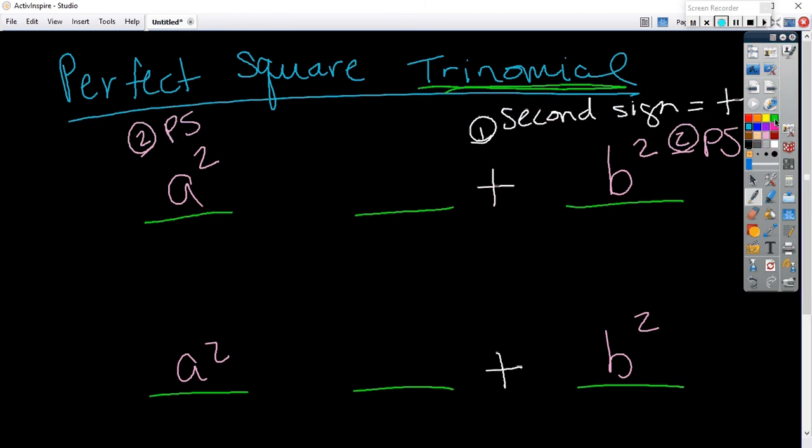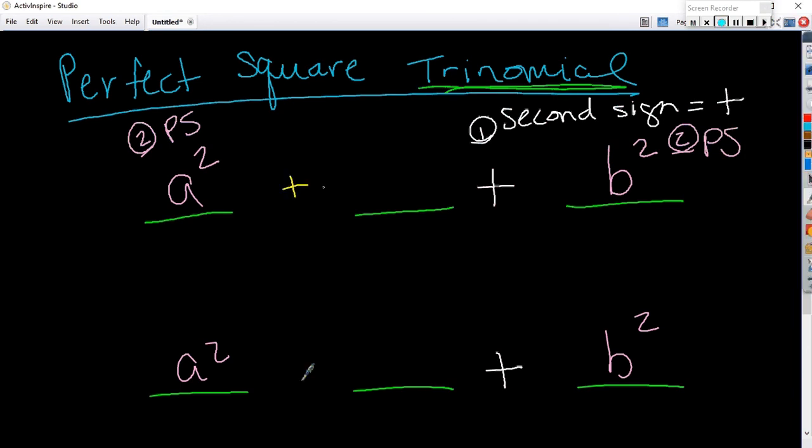The middle term. Okay? The first sign could be a plus or a minus, so there's no criteria there. I'm setting up two different scenarios here, so that's not a criteria. The last criteria is that the middle term has to be double the product. Product means multiplication. Double the product of the square roots of the ends. Whoa! That means take the square root of the first one, take the square root of the last one, multiply them together, and double it. Okay? That's what's got to sit in the middle.